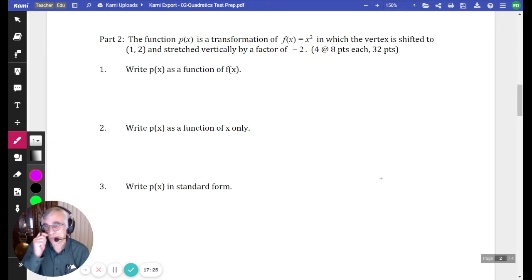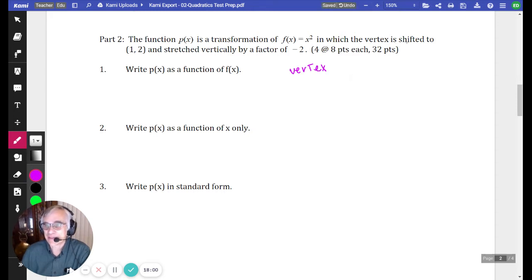Part 2, we're looking more explicitly at a quadratic as a transformation. The function p of x is a transformation of f of x equals x squared, in which the vertex is shifted to (1, 2) and stretched vertically by a factor of -2. So write p of x as a function of x. Sounds scary, but it's not really.